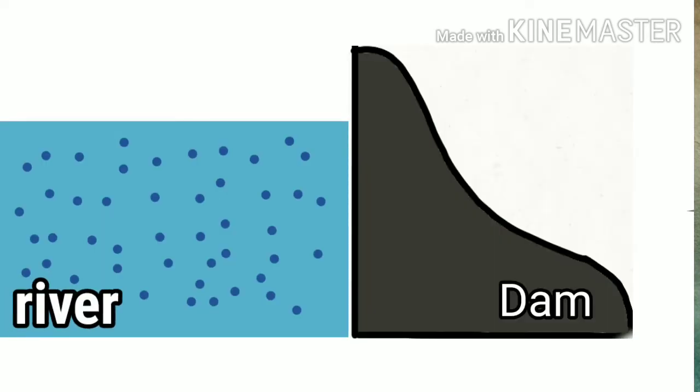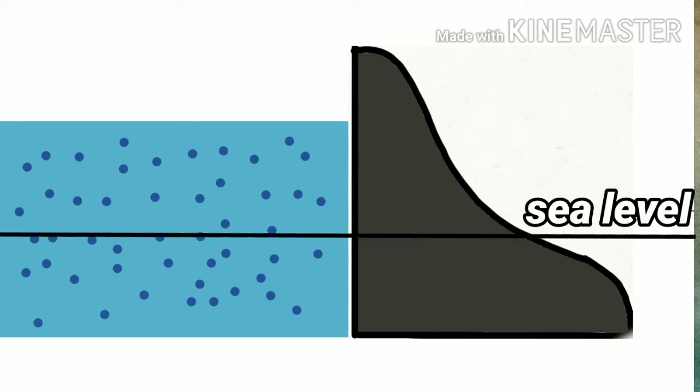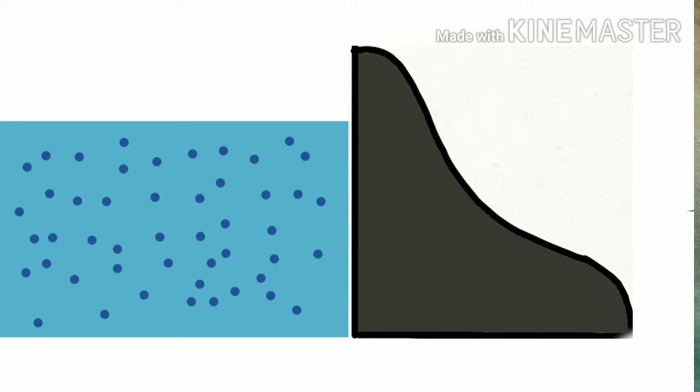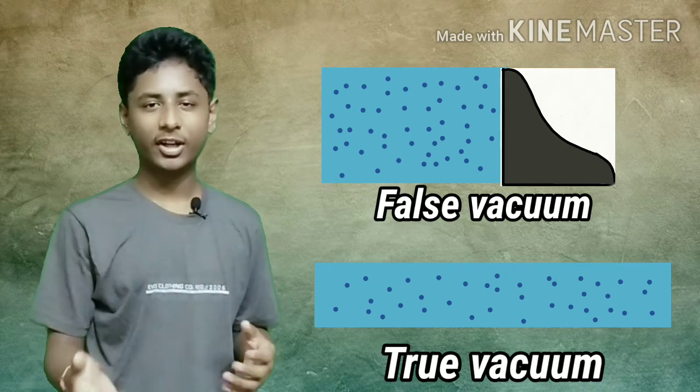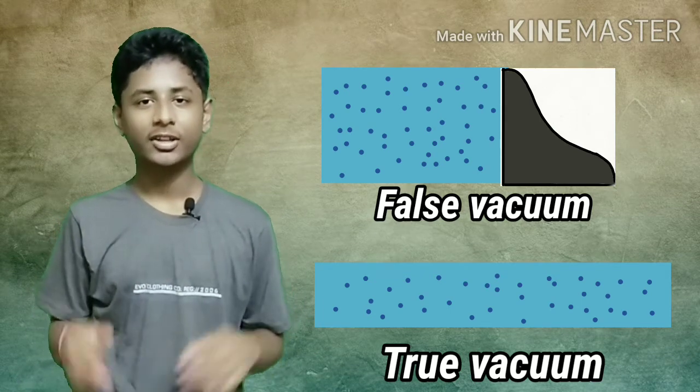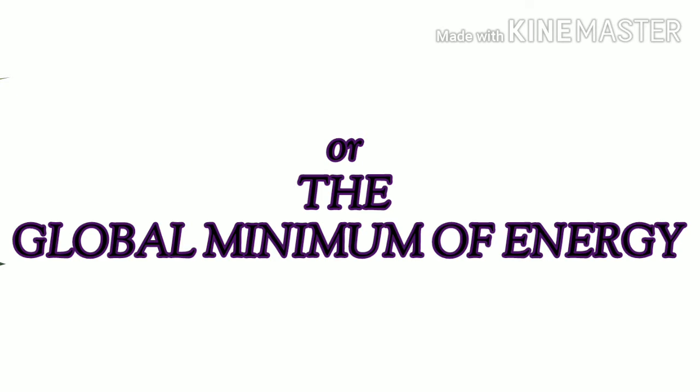For an analogy, think of a river that has been stopped by a dam. The river wants to destroy the dam and come down to its lowest energy state, the sea level. But to do that, it needs to cross the potential barrier of the dam, or in other words, it needs energy to destroy the dam. If it gets that much energy, it will eventually destroy the dam and come down to its lowest energy state, the sea level. Here, the river is the quantum field. Before destroying the dam, the river was in a false vacuum, or the local minimum of energy, and after destroying the dam, it came down to its lowest energy state, the true vacuum, or the global minimum of energy.